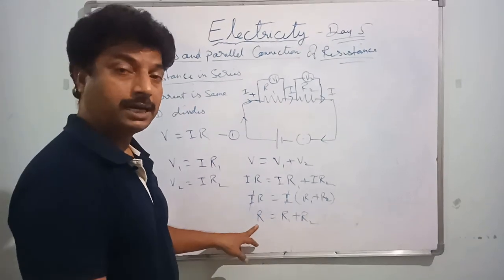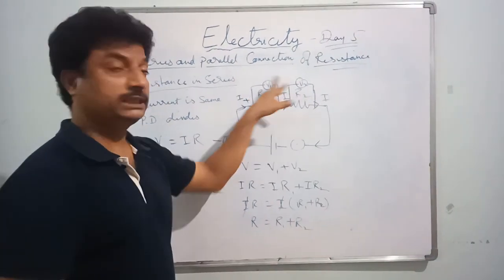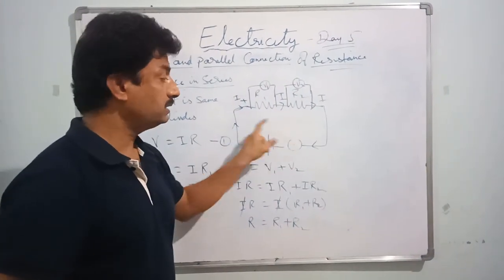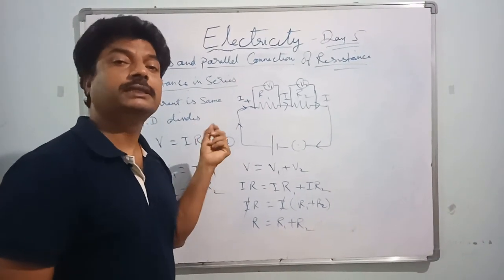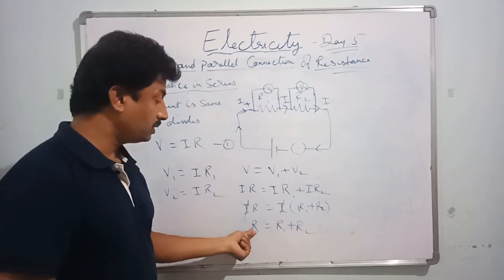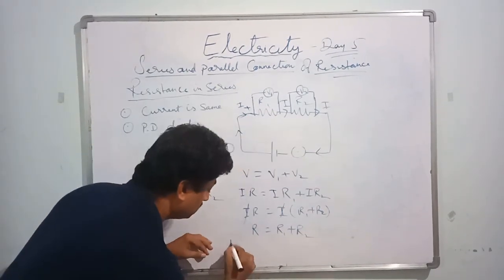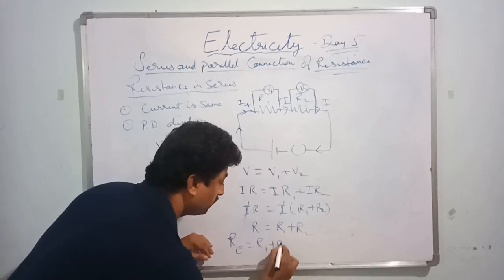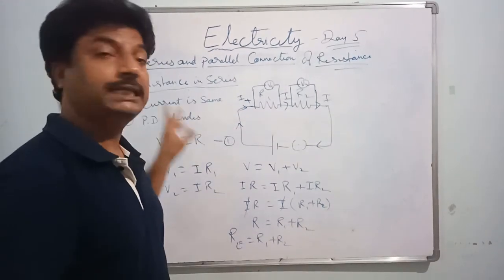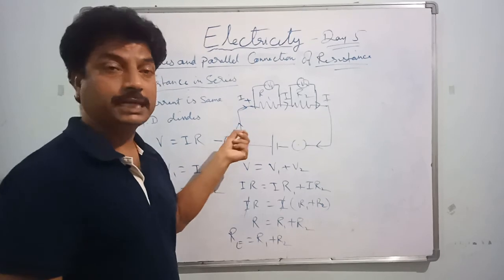What is this R? This R is the total resistance of this circuit, which is also called the equivalent resistance, denoted with RE. So RE will be R1 plus R2. This is for the series connection.